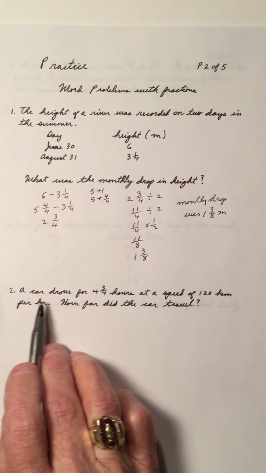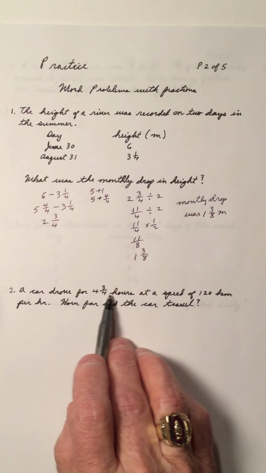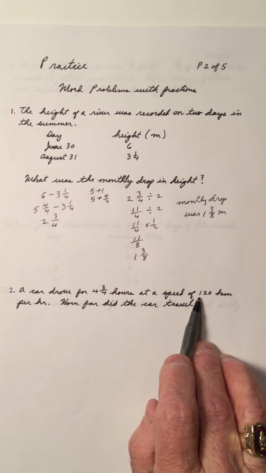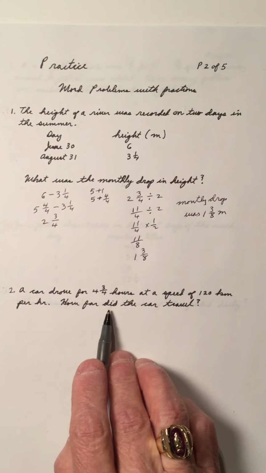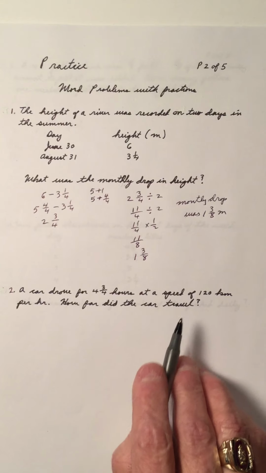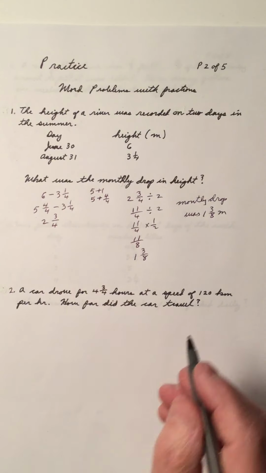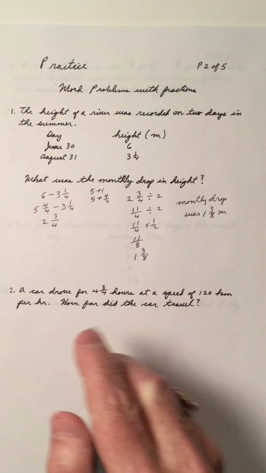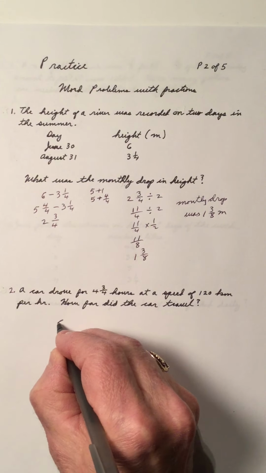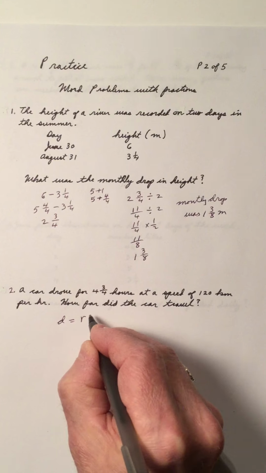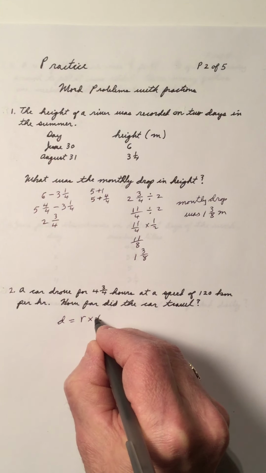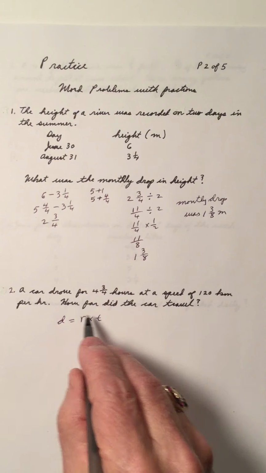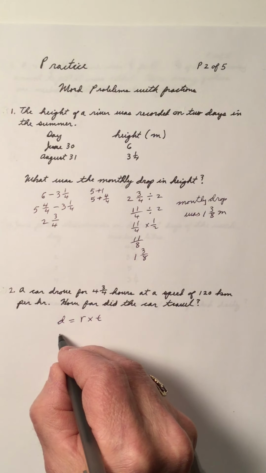Let's do number 2. A car drove for 4 3/4 hours at a speed of 120 kilometers an hour. How far did the car travel? So we're talking about distance, we're talking about time, and we're talking about a rate. So there's a formula that says distance equals rate times time. D for distance, R for rate, T for time. So how far did it travel? Well, that's my D.